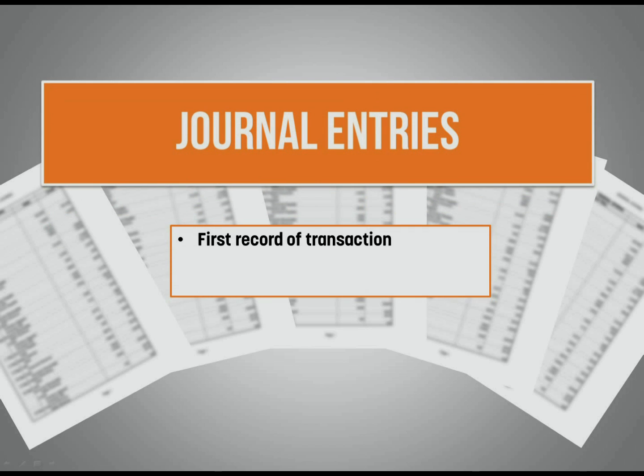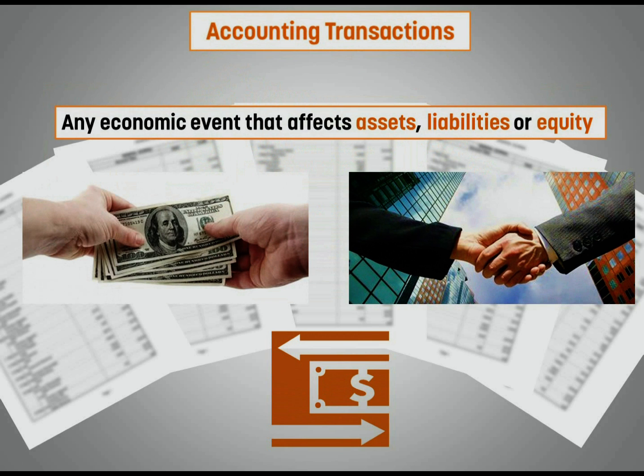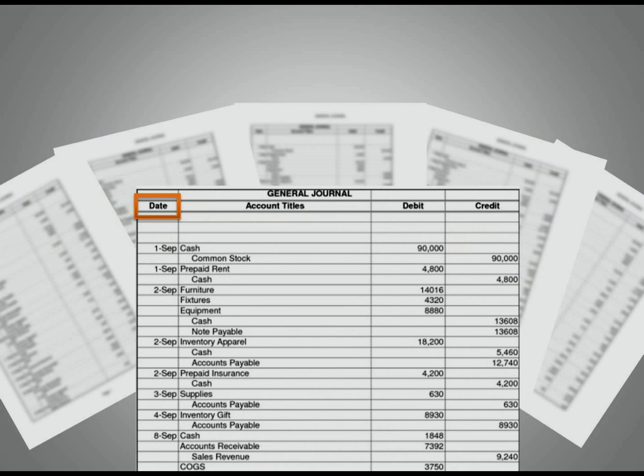The journal entry is the first record of any transaction, and it formalizes the reasoning to support accounting transactions. An accounting transaction is any economic event that affects the assets, liabilities, or equity accounts of a business. Each journal entry describes the date of the transaction, the accounts affected, and the amounts debited and credited.